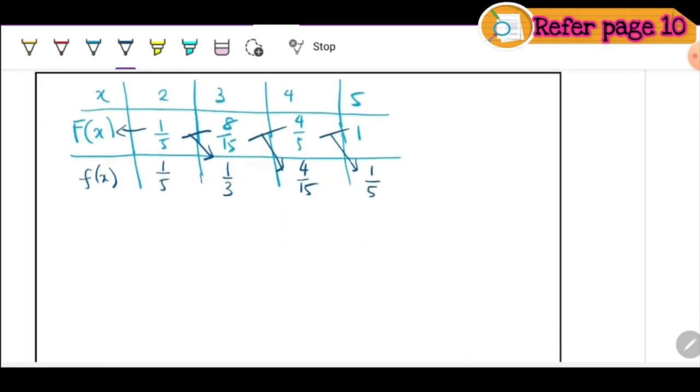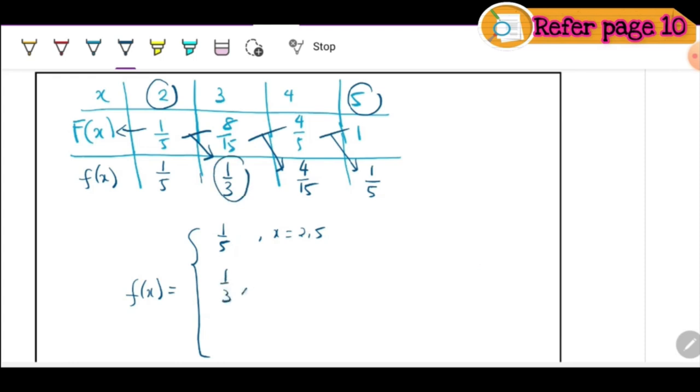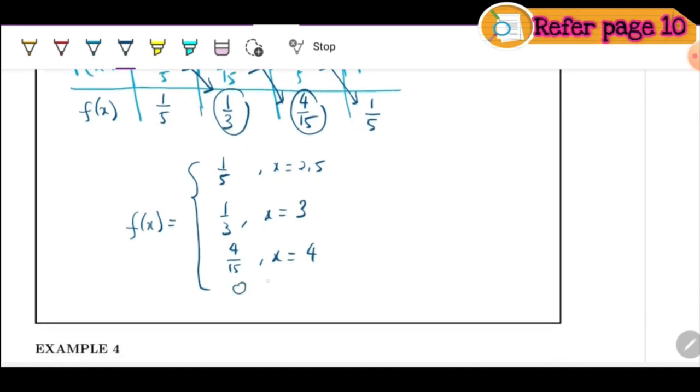Then write your answer as the probability distribution function. So the probability is 1 over 5 when x equals to 2 and x equals to 5. The probability is 1 over 3 when x is equal to 3. The probability is 4 over 15 when x is equal to 4. And don't forget 0 otherwise.